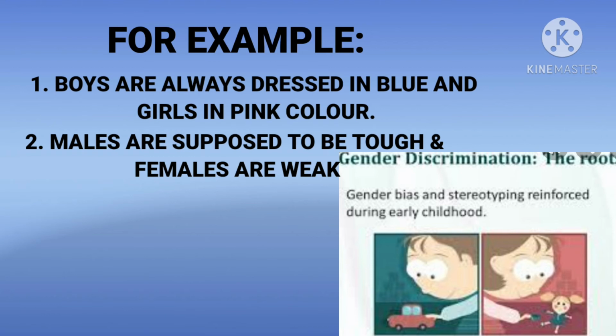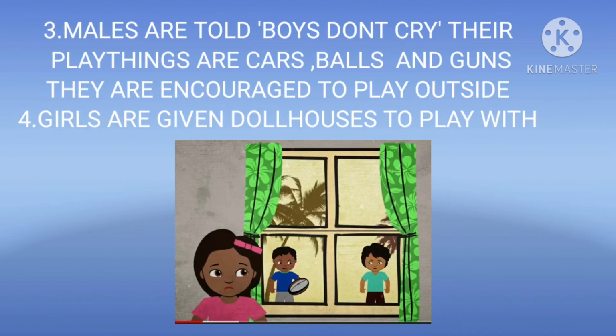So there is a difference in the way society expects girls and boys to dress up. Boys can wear shorts, while if girls wear shorts, they are looked upon in a wrong way. This is not true in every society and every family. It happens only in some societies. The boys are told that they should not cry, and their playthings are cars, balls, and guns. They are encouraged to play outside the house, and the girls are given doll houses to play with. They are not allowed to go out and play in some families and in some societies.